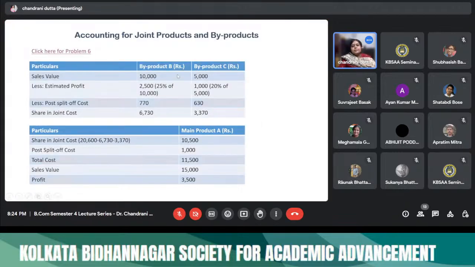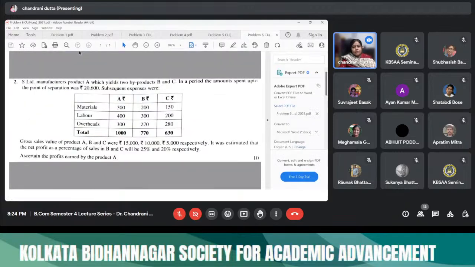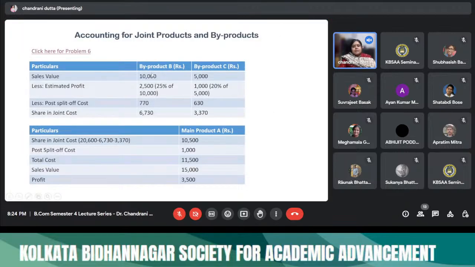So see, byproduct B and byproduct C. Sales value 10,000 and 5,000. The estimated profit was given as a percentage on sales only. Let's check it once more. Yeah, estimated net profit as a percentage of sales 25% and 20%. So 25% of 10,000, 20% of 5,000. So 2,500 and 1,000 are the estimated profits of B and C. Thereafter, you are deducting the further processing cost 770 and 630. Okay, so share in the joint cost.